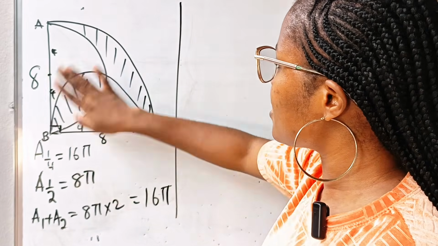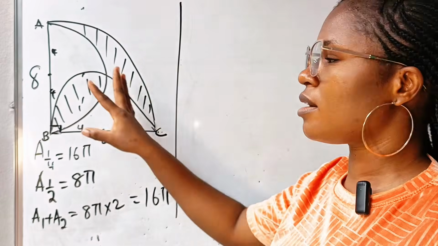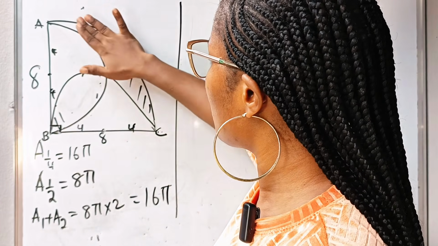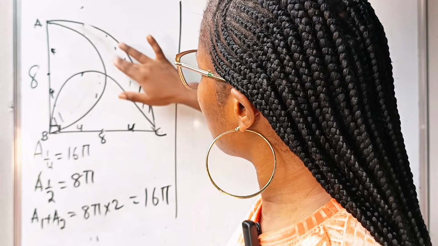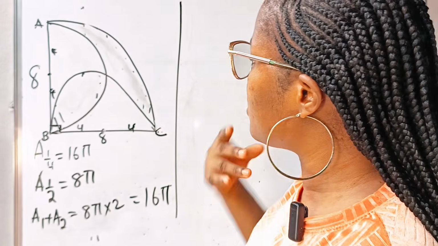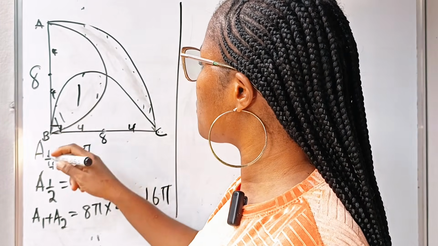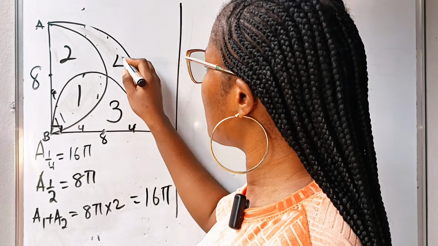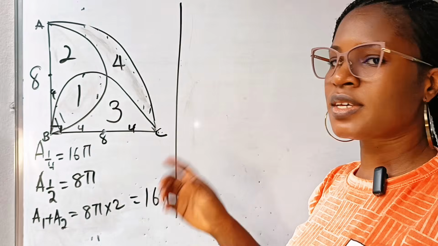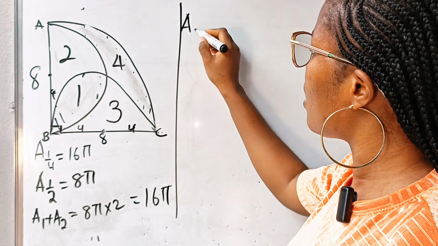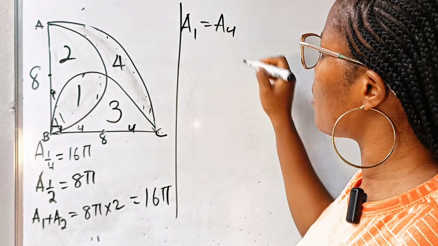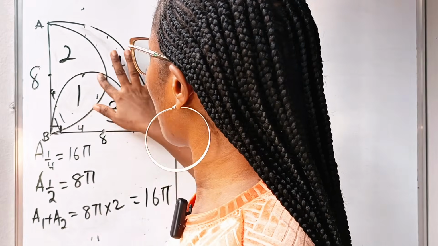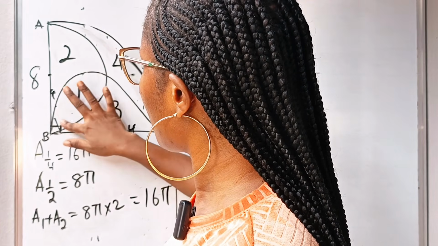All right, now we need to do something. Let us name the sides of this quarter circle. So if we call this place 1, I'm cleaning this because we know already. If this is 1, this is 2, this is 3, and this is 4. What this means is that the area A1 should be equal to A4.